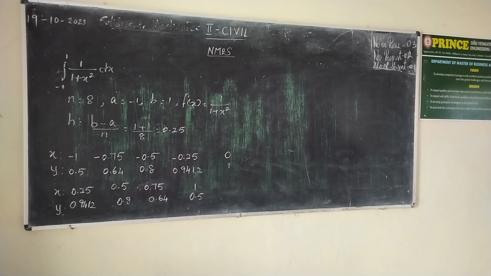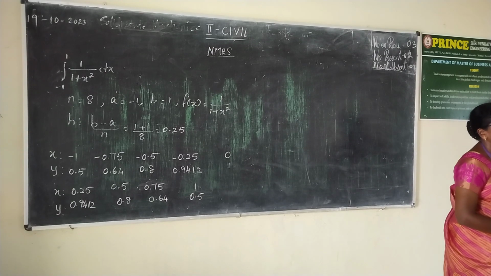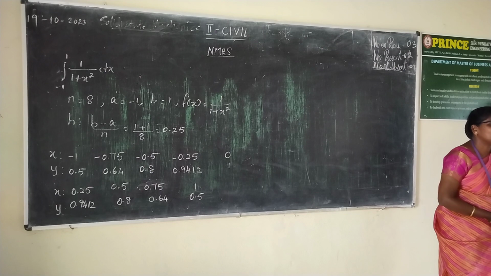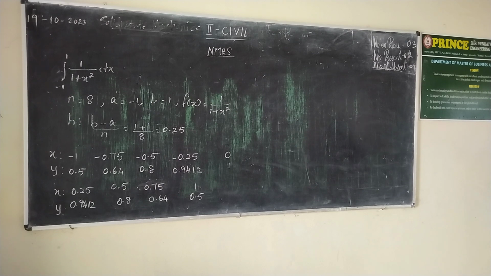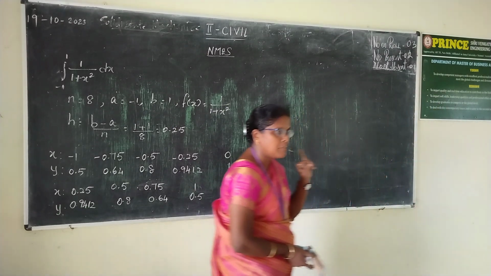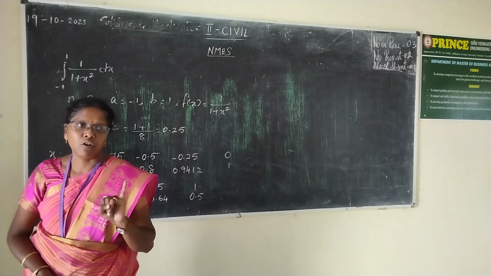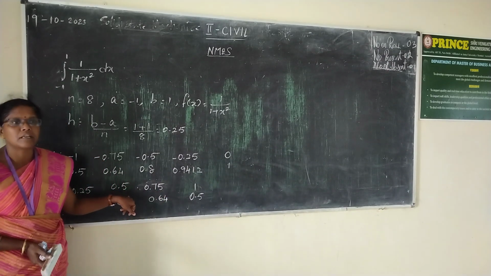How to decide that number of subintervals? How many subintervals are you having? It is given in the statement itself. 8 subintervals are given. If there are 8 subintervals, what are the formulas which are possible? Think and tell me. Trapezoidal rule, any restriction is there, ma'am? No. Trapezoidal rule can be applied for any number of subintervals. So this problem can be solved by trapezoidal rule.